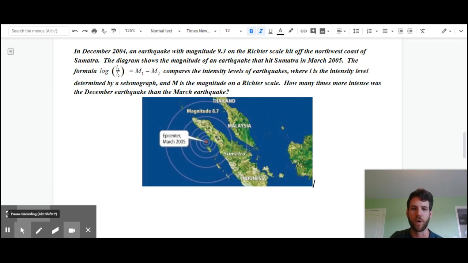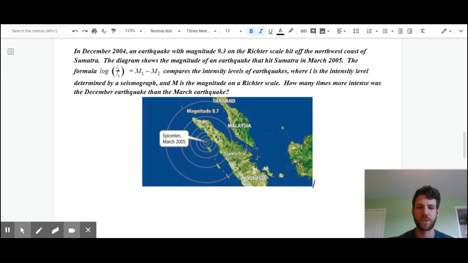We have in 2004 an earthquake of magnitude 9.3 on the Richter scale hit off the northwest coast of Sumatra. And we can measure that earthquake as well as another one in March of 2005, using the formula presented in this paragraph. The log of the intensity of the first earthquake divided by the intensity of the second earthquake, and that's like energy released in general, is equal to the difference in their magnitudes. And so we could do this with logarithms, but we're going to compare these two earthquakes using one logarithm formula.